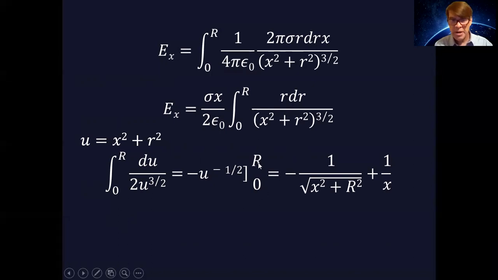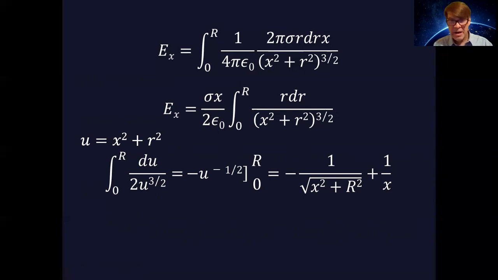So when you plug in, well, first of all, I left out some steps here, I'm sorry. u is this, so we can let it come back. The u comes back. And so this to the negative 1/2 is 1 over the square root. Negative 1/2 means it's in the denominator. And when we plug R in for r, we get x squared plus R squared, and it's negative. And then when r is 0, we're just left with 1 over the square root of x squared. Well, the square root of x squared is x, so that's where that comes from.